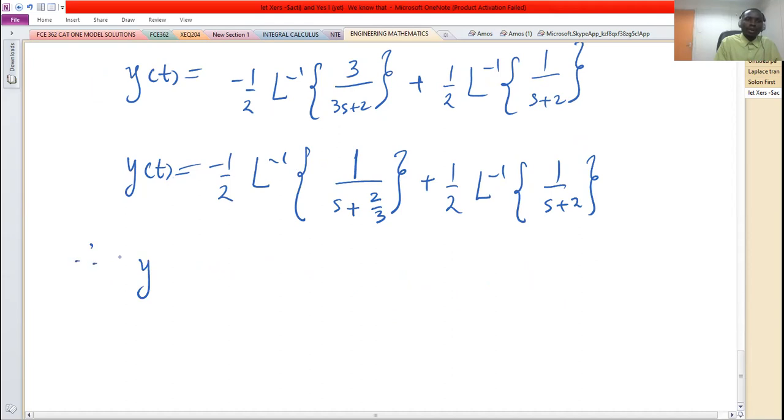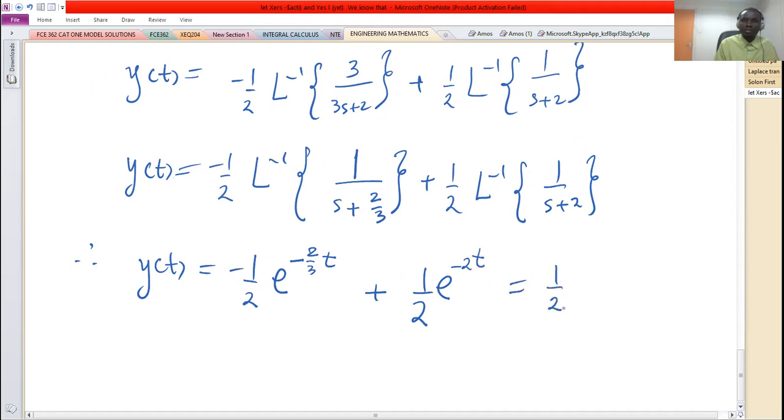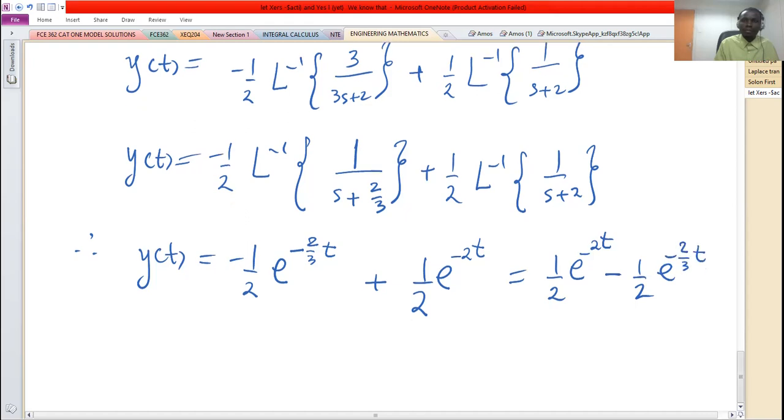Therefore y of t will be -1/2. This will be e raised to the power minus 2 over 3 t, and then plus 1/2. This will be given as e raised to the power minus 2t, which you can rearrange as 1/2 e raised to the power minus 2t minus 1/2 e raised to the power minus 2 over 3 t. So this is the function y of t.